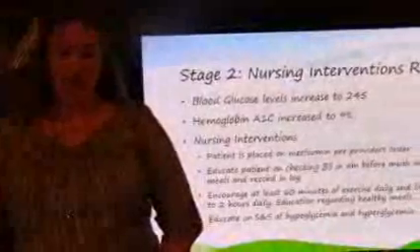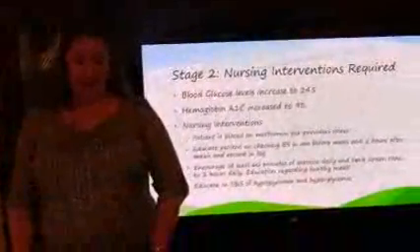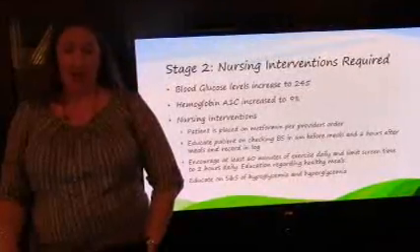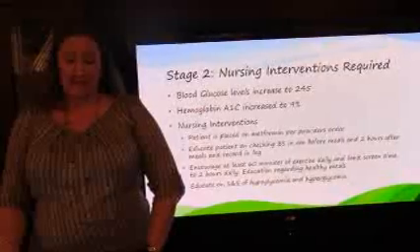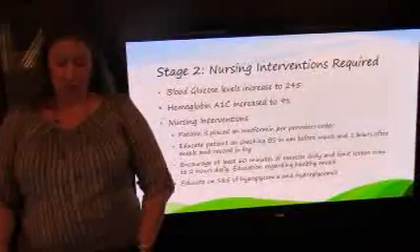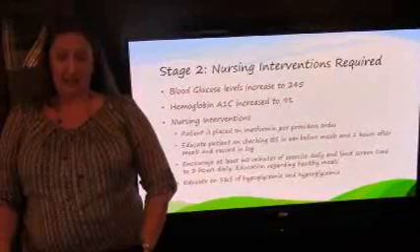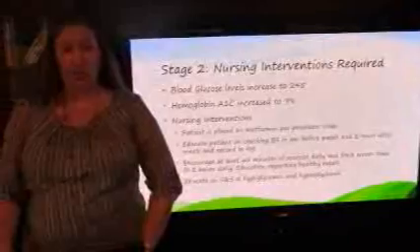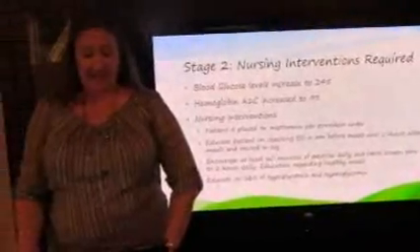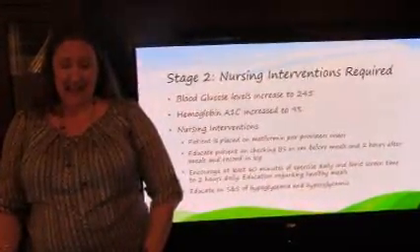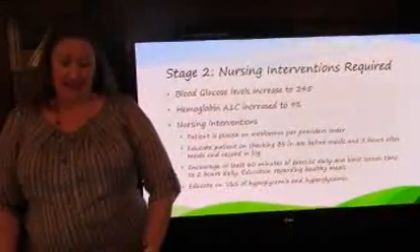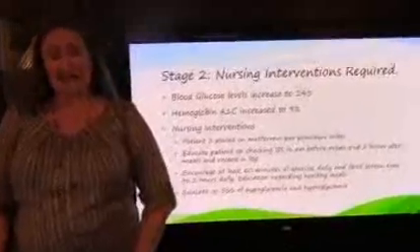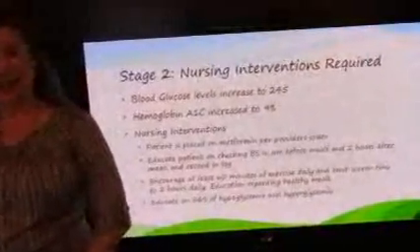The second stage is nursing interventions that are required once her blood glucose level increases to 245, her hemoglobin A1C has increased to 9%. So at this stage, nursing interventions would include placing the patient on metformin per the provider's orders, educating the patient on checking blood sugar in AM before meals and 2 hours after meals and record in her log. Encourage at least 60 minutes of exercise daily and limit screen time to 2 hours daily. Education regarding healthy meals and educating on signs and symptoms of hyperglycemia and hypoglycemia.